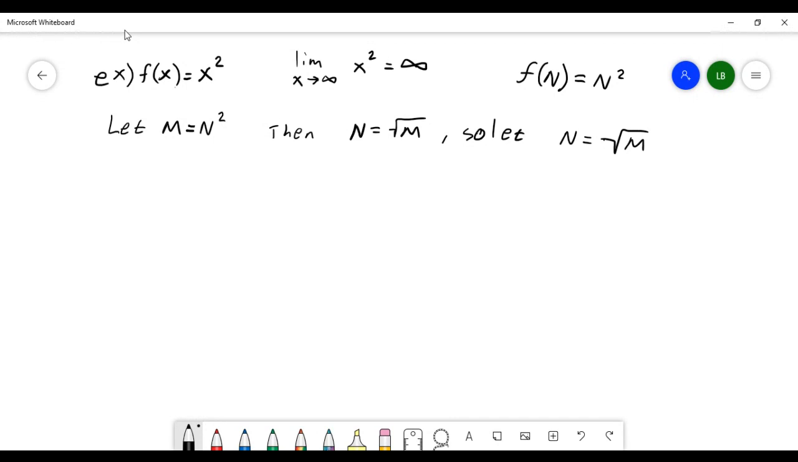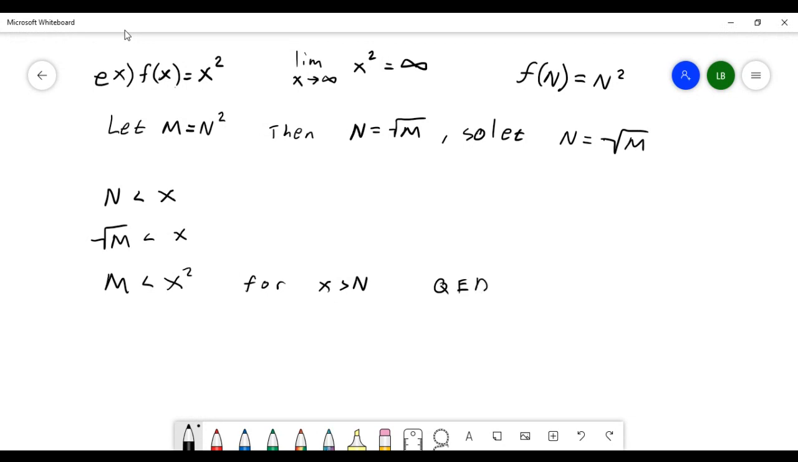Then we know that n is smaller than x, so the square root of m is smaller than x, because n and the square root of m are the same thing. So m is smaller than x squared whenever x is bigger than n. So that is our proof.